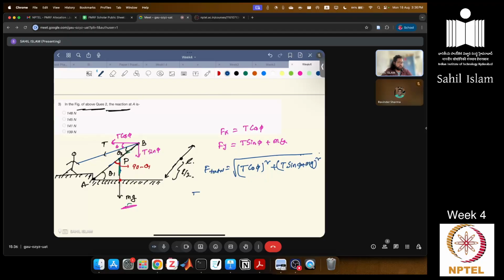Okay, now what is the phi? The question is how to calculate the phi. So we have already been given, so I am just extracting some parallels from this. Just a minute.